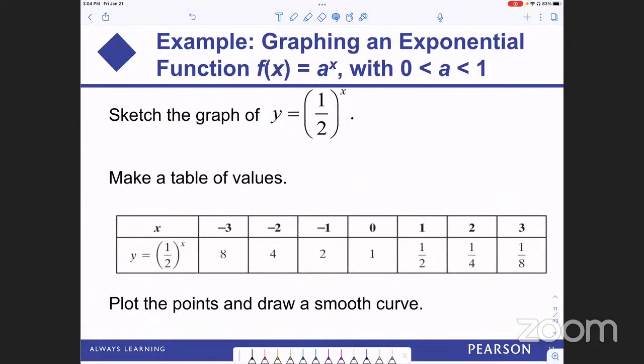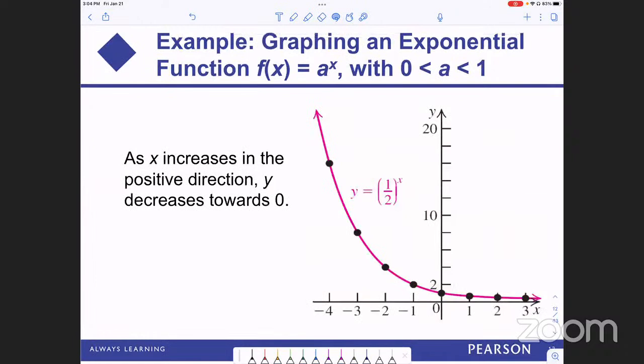Okay, let's keep going. When we plot those ordered pairs, we get this graph. Notice that this base is between 0 and 1, and we have what's called exponential decay. This is the same as the previous, but instead of growing exponentially as we read it left to right, it's decaying exponentially as we read it left to right.